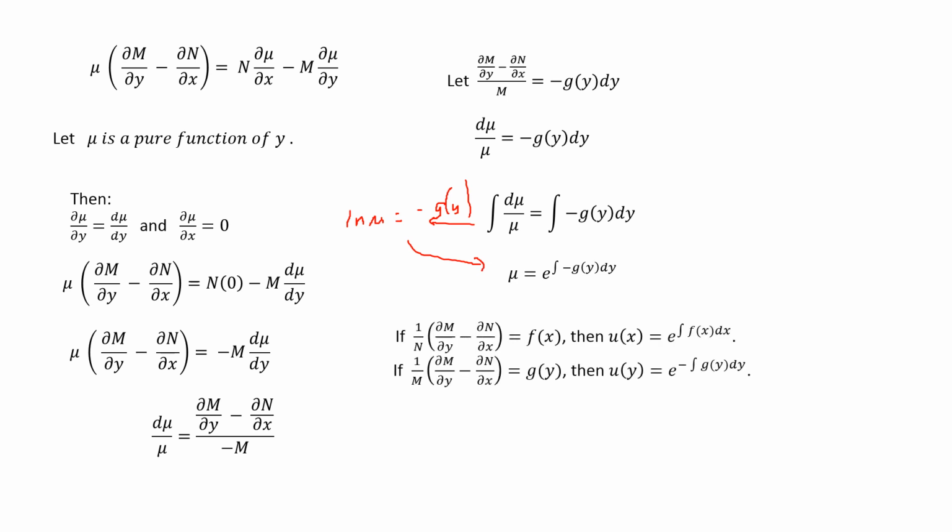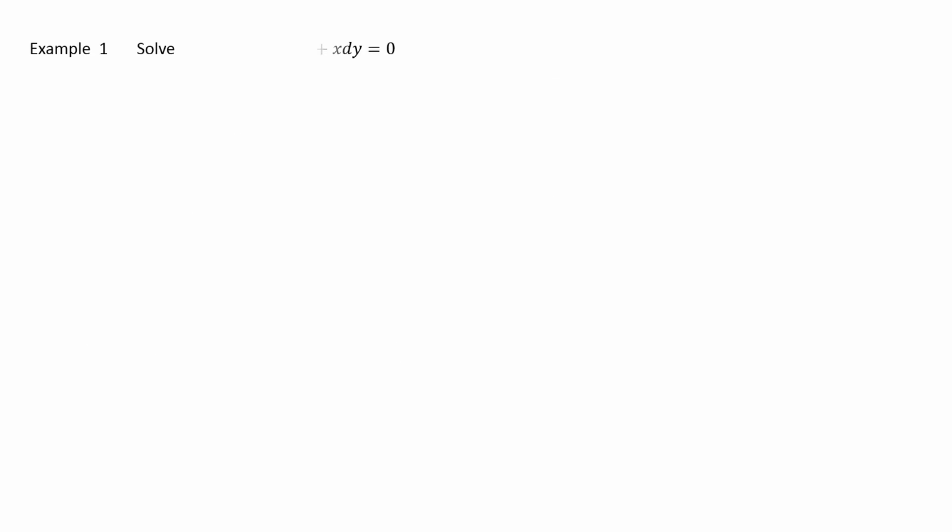So let's have a summary of what we did. If 1 over N times (M_y minus N_x) equals f of x, then an integrating factor is e to the integral of f of x dx. If 1 over N times (M_y minus N_x) equals g of y, then an integrating factor is e to the integral of negative g of y dy.